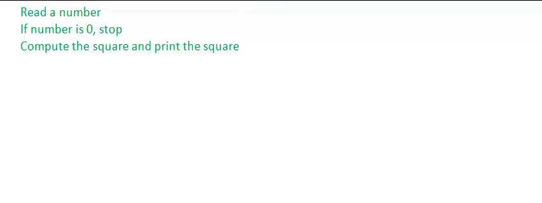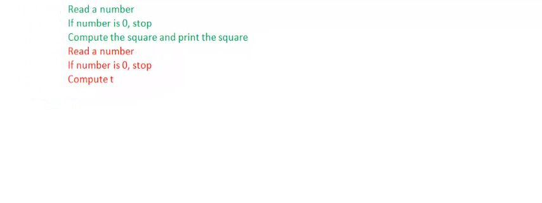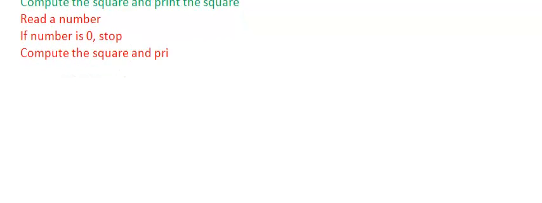After reading and printing the square of the first number, we must read again. Read a number. Again, we must check if the number is 0. We must compute the square. And print the square.